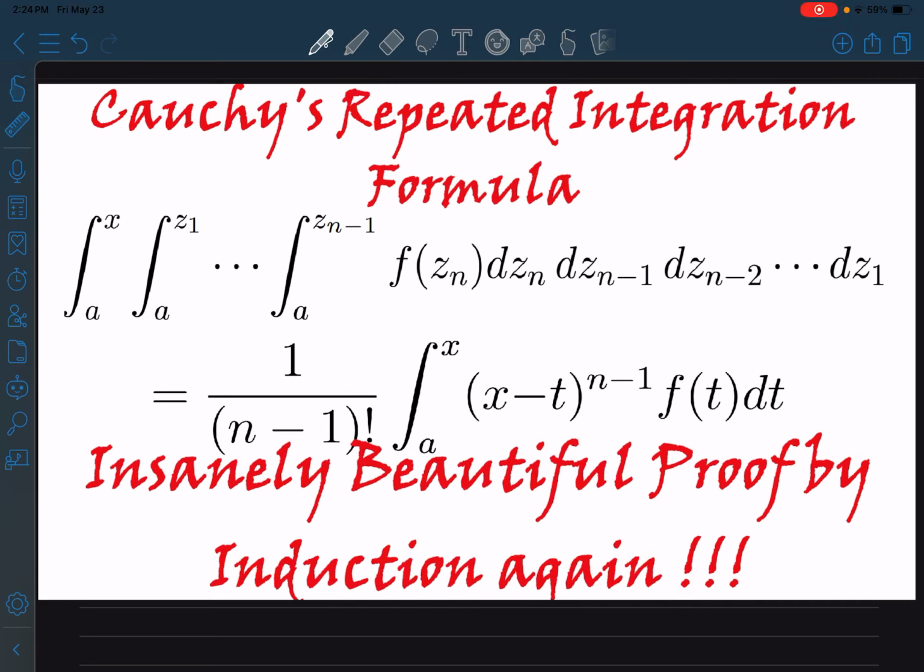Proof of Cauchy's repeated integration formula. And the proof is insanely beautiful, and it's by induction, and it invokes a lot of different ideas. And yeah, I really love the proof. Okay, so first of all, let's discuss what Cauchy's repeated integration formula is.